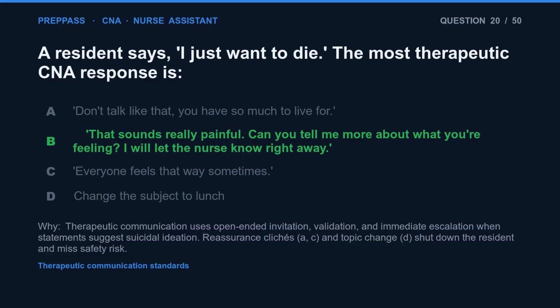The correct answer is B. Therapeutic communication uses open-ended invitation, validation, and immediate escalation when statements suggest suicidal ideation. Reassurance cliches, A and C, and topic change, D, shut down the resident and miss safety risk.